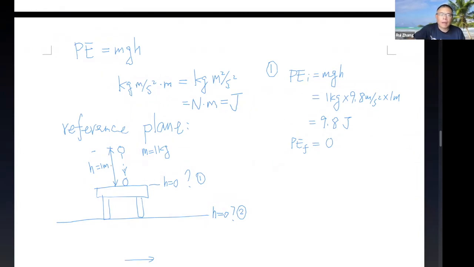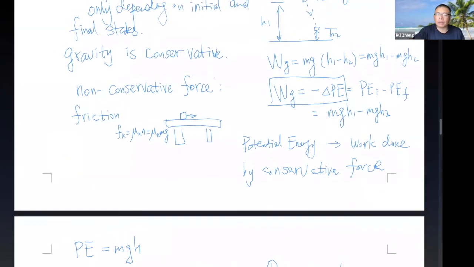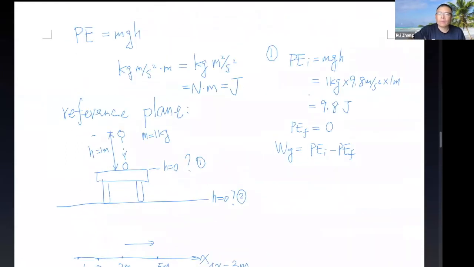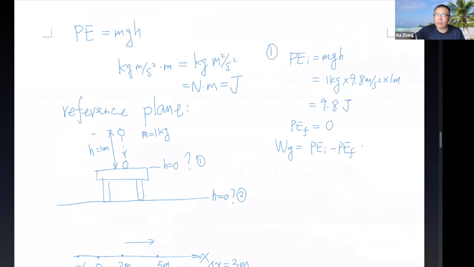And the work done by gravity, using our definition here, using our relation, is initial potential energy minus final potential energy, right? Remember, this is something we wrote here, like this one. That's simply equal to 9.8 joule minus 0, so it's 9.8 joule. So that is the work done by gravity here.